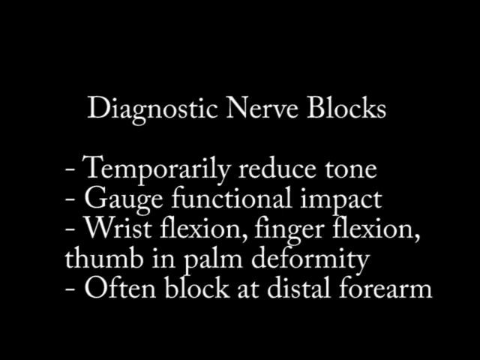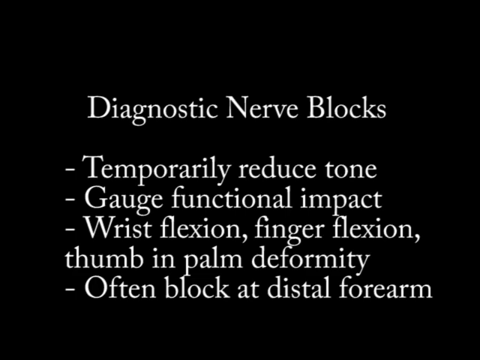So in the case of the ulnar nerve, we can target it with the goal of potentially reducing wrist flexor tone by reducing tone to the FCU, addressing finger flexor tone, or thumb and palm deformity. Clinically, where I probably do this nerve block the most is distally at the distal forearm to simulate the effects of a distal ulnar neurectomy, which can be used for things such as a thumb and palm deformity. So that's how I approach the diagnostic nerve blocks.